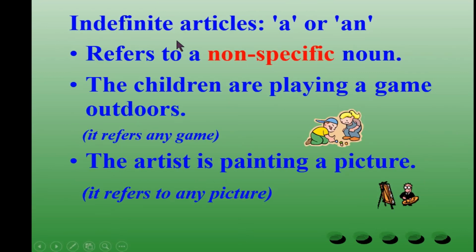Then move to the next, indefinite articles a or an. They refer to a non-specific noun. So let's give an example together. The children are playing a game outdoors. It refers to any game.